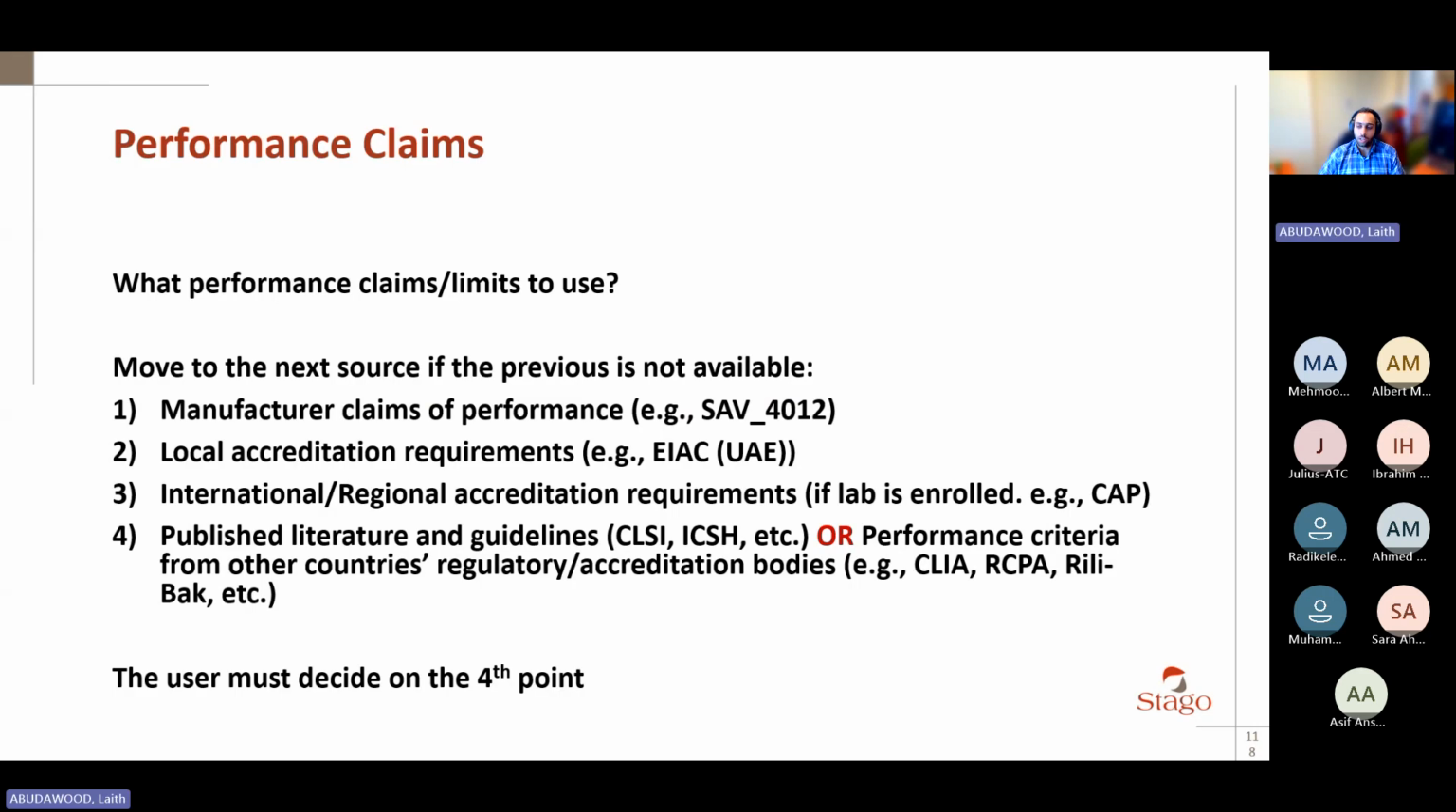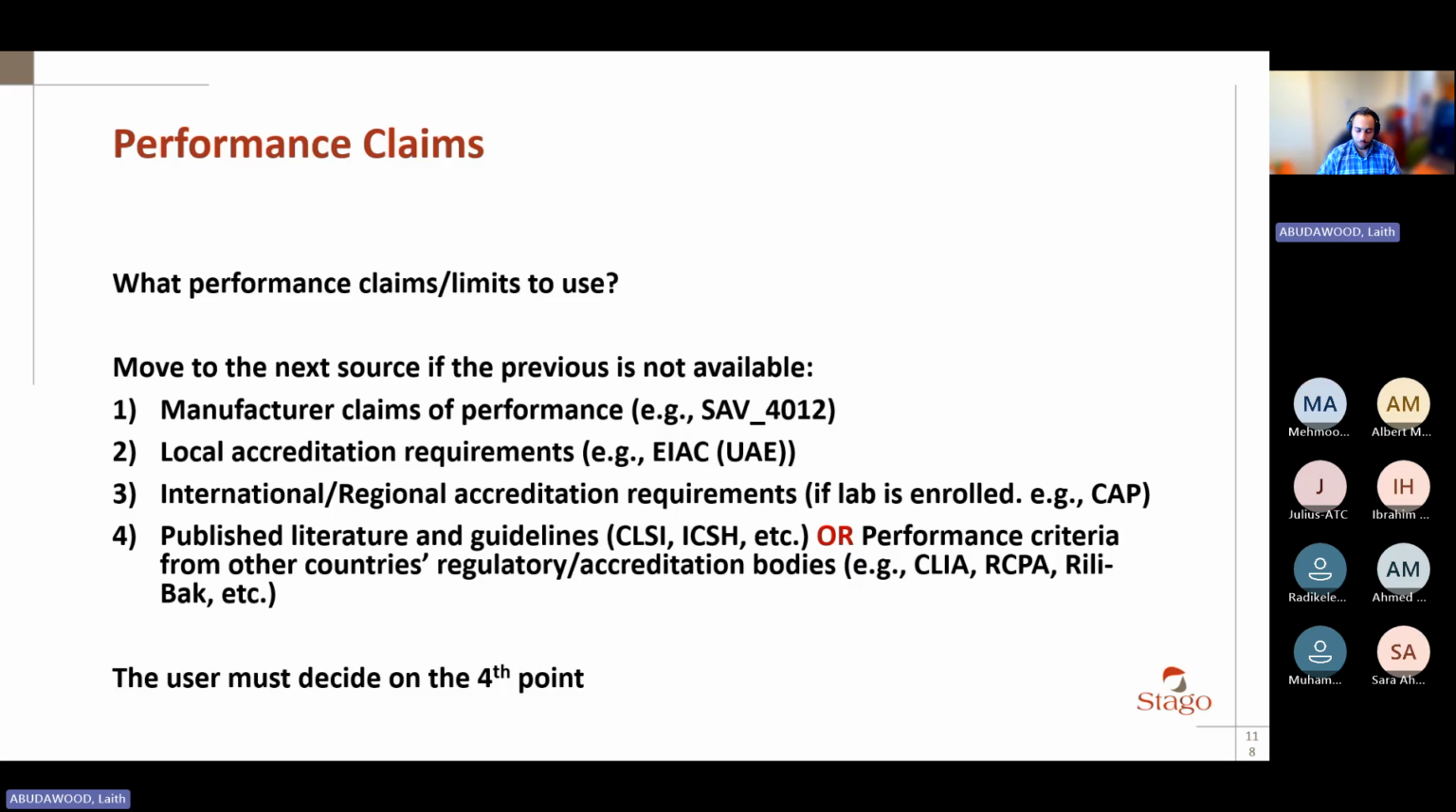Now, when I want to evaluate my precision, my comparison, whatever it is, what are the guidelines that I should use? What are the documents that I should use? Now, CLSI tells you there's a hierarchy of sources of error, so to speak, or sources that tell you the allowable limits of error. It's not this, okay?